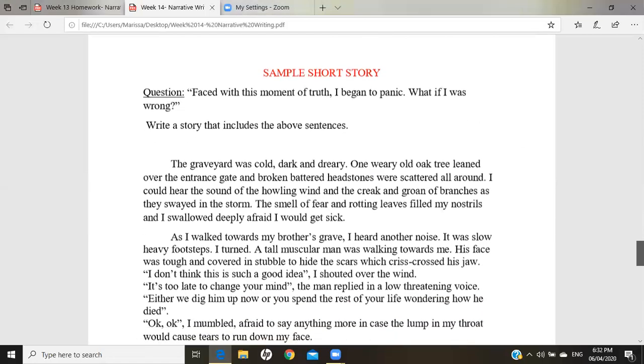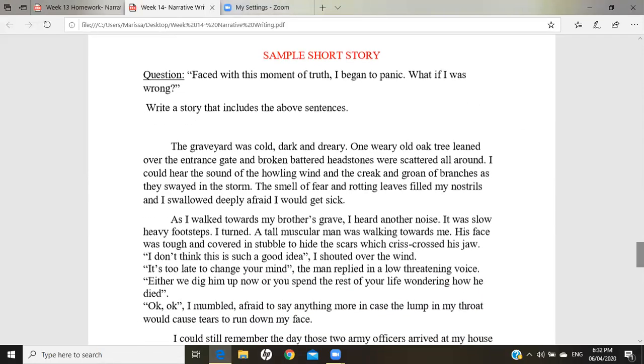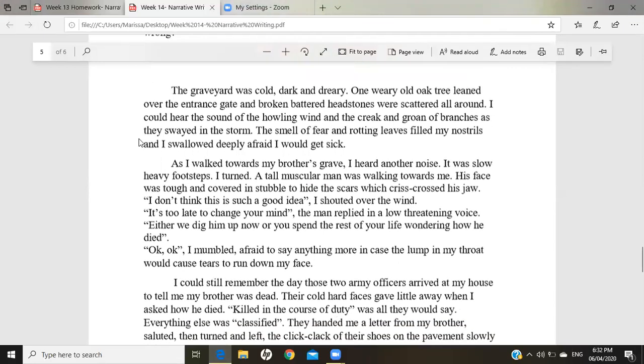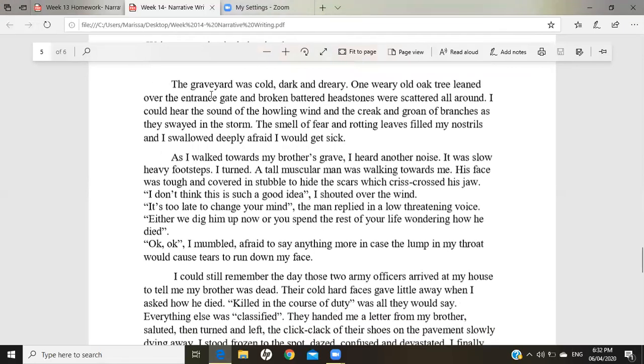The last thing I want to do before you break is that I have a sample short story for you all here. It says, faced with this moment of truth, I began to panic. What if I was wrong? Write a story that includes the above sentences. So again, the question is, faced with this moment of truth, I began to panic. What if I was wrong? So let's read the story, and we're going to critique the story and say how we feel about it.